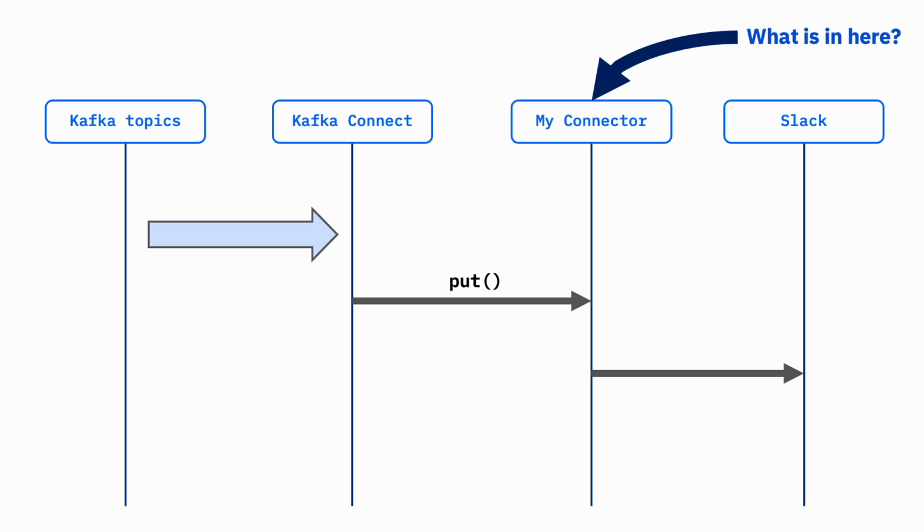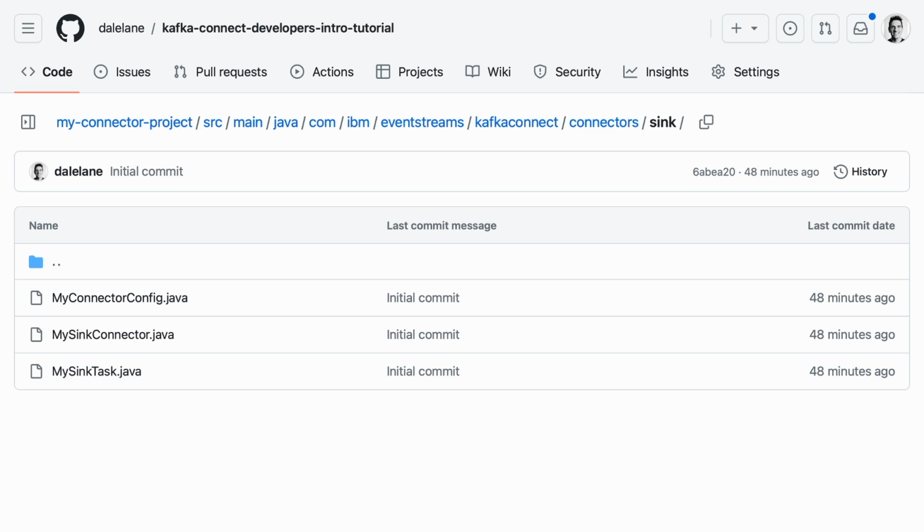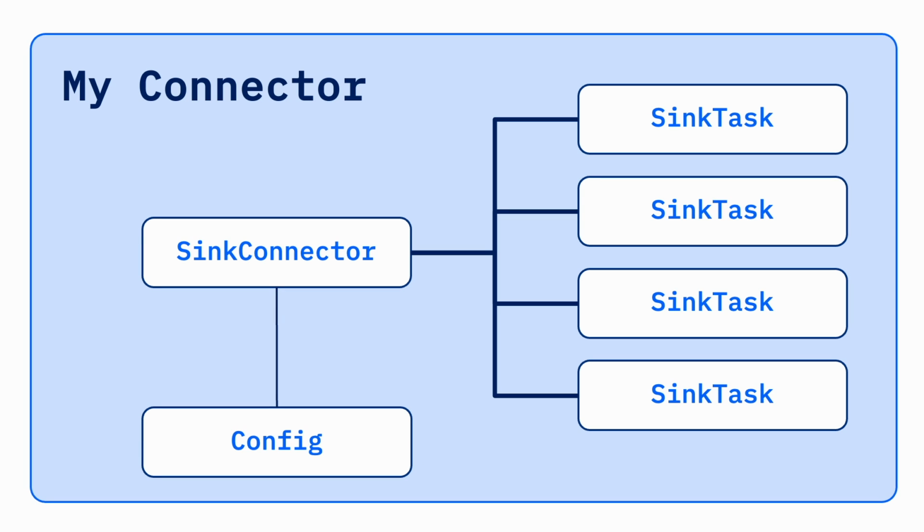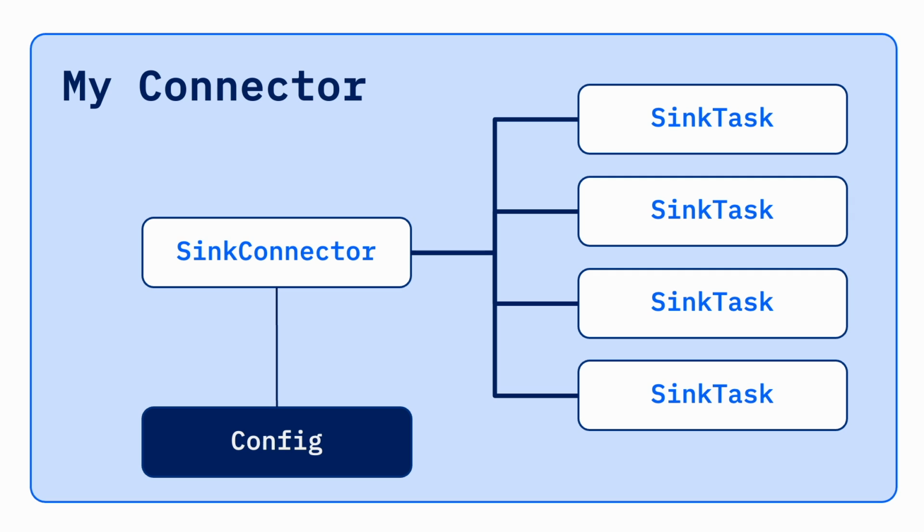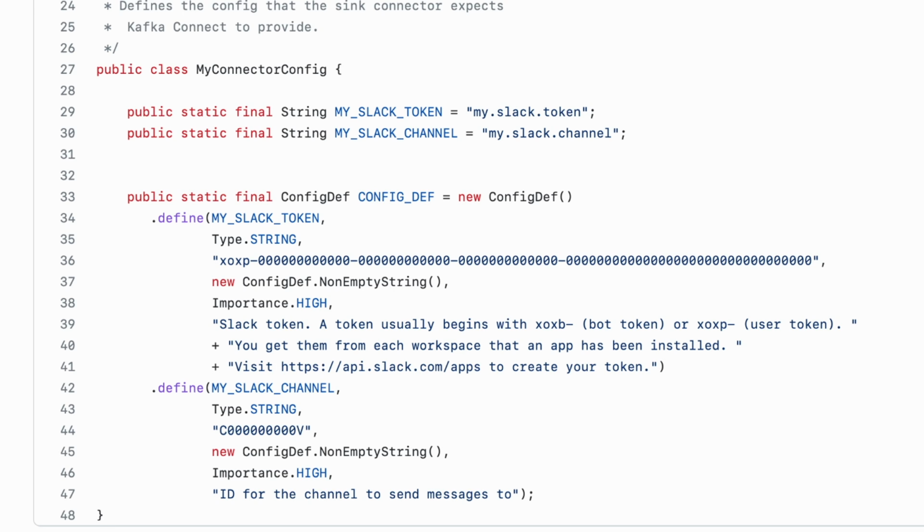Now, when we talk about a connector, there are a few pieces involved. These are the files we're going to be going through. Logically, though, you can think of it a bit like this. There's something that defines the config options that your connector is going to have. So for this connector, we need two config options. We need an API token so we can authenticate with the Slack API, and we need the ID of the channel that we're going to send messages to.